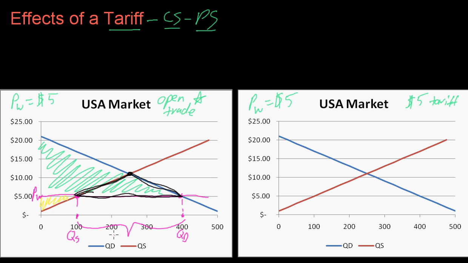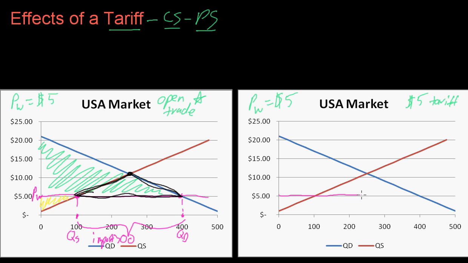The US is importing 300 toys. And that's just the difference between what the US consumes, the quantity demanded, and what the US can supply, the quantity supplied, at the world price. So the US imports 300 toys. And so on those toys, we're going to have to levy a $5 tariff, or a $5 tax. So the price for the world is still going to be this $5.